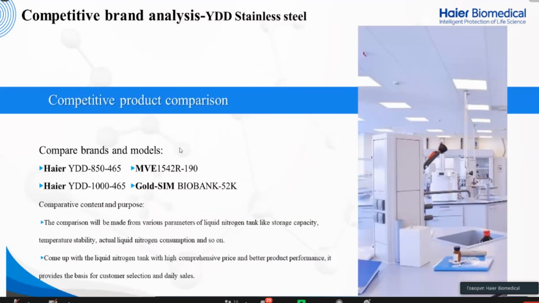This one is for the comparison. The competition product, the comparison with the other brand, MVE: the compared brand and model, the HAIER's YDD 850565 compared with MVE. MVE is 1542R190, and the comparative content and purpose.